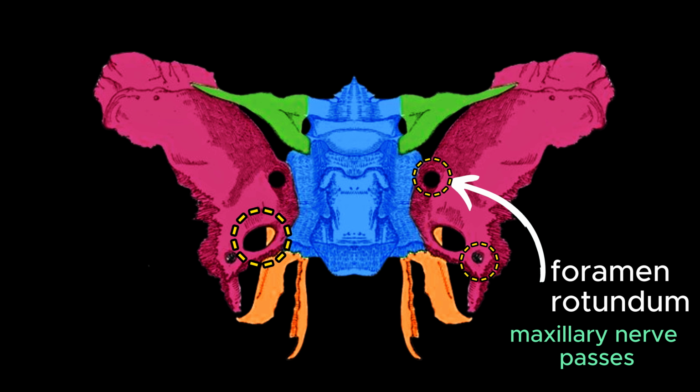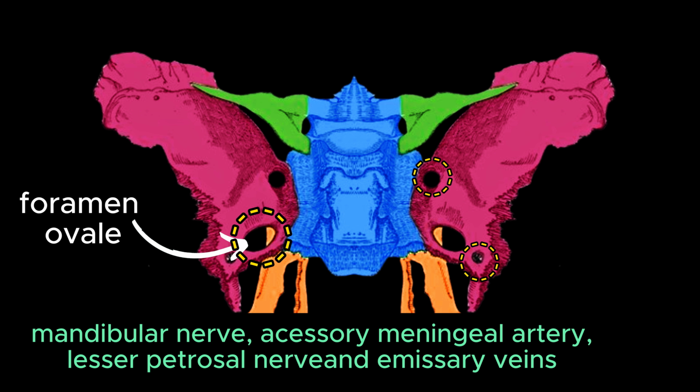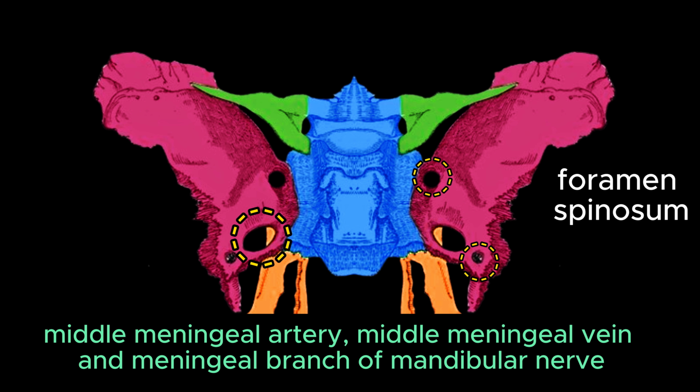The foramen rotundum, which contains the maxillary nerve. Foramen ovale, which contains the mandibular nerve, accessory meningeal artery, lesser petrosal nerve, and emissary veins. Lastly, the foramen spinosum, which has the middle meningeal artery, middle meningeal vein, and meningeal branch of the mandibular nerve.